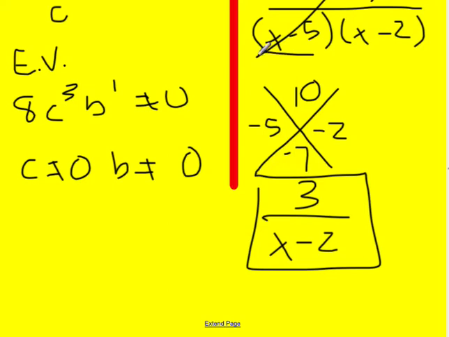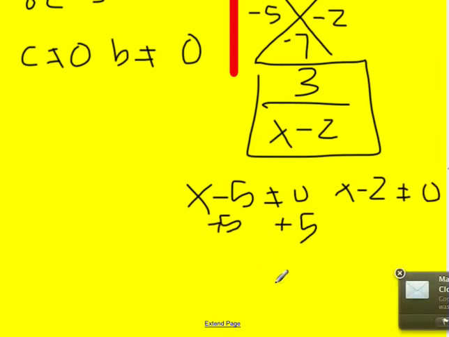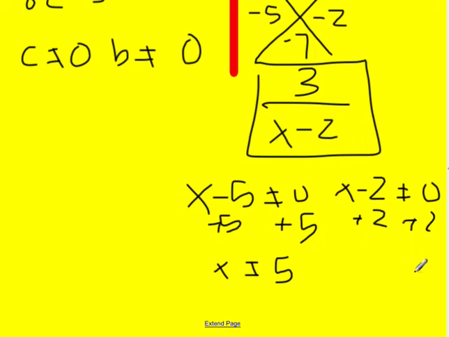Now, to calculate your excluded values, you need to take a look at both factors that are on the bottom before you cancel anything out. Now, neither one of those factors can be equal to 0. So we're going to set them each to not equal 0. Here, we're going to add 5 to both sides, so we get that x cannot be 5. And then we're going to add 2 to both sides, and then we get that x cannot be 2. So then we have x cannot be 5 and x cannot be 2 for that one. Okay? So next, let's take a look at this one.